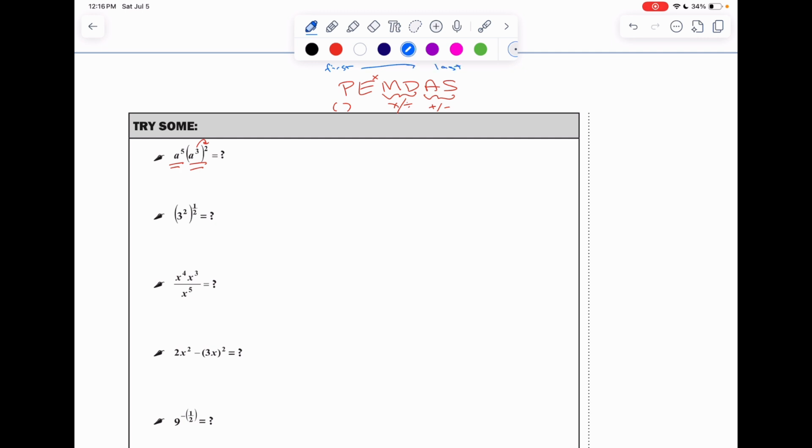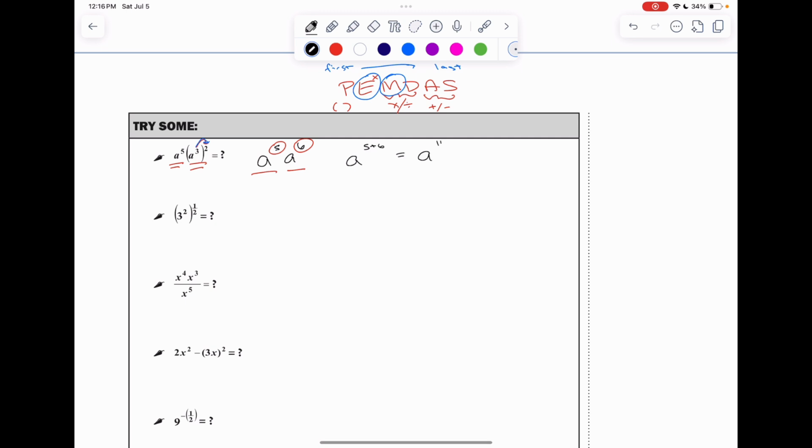So here we have exponents or multiplication. Which one do we do first? We're going to do our exponents first and then our multiplication. So when I raise an exponent to another exponent, what do we do? We multiply. So that's going to be a to the 6th. And now we have two that are multiplied together with the same base. What do we do to the exponents? We add them. A to the 5 plus 6, that's a to the 11.